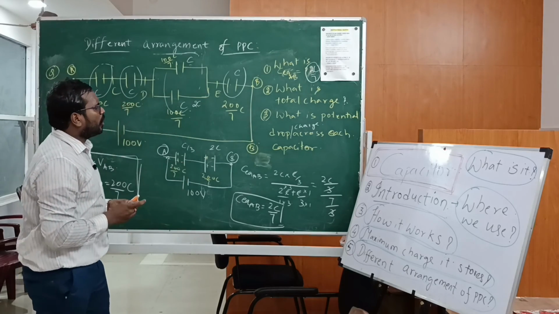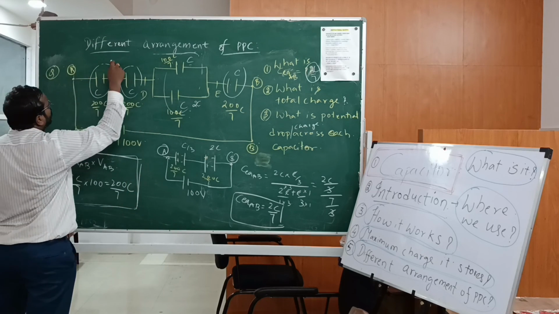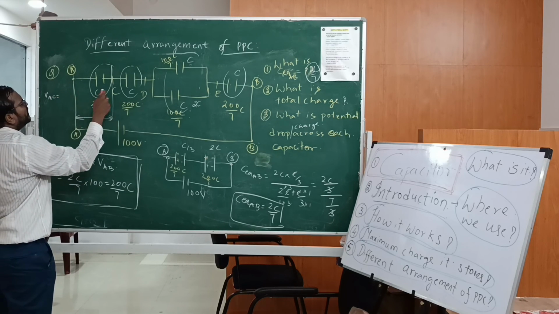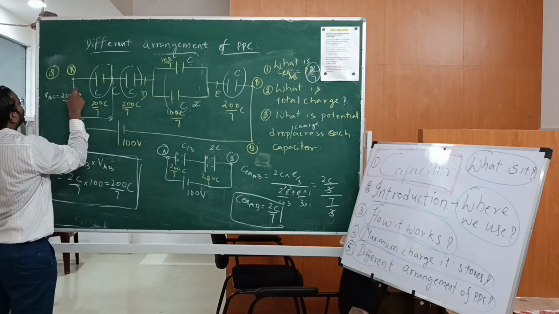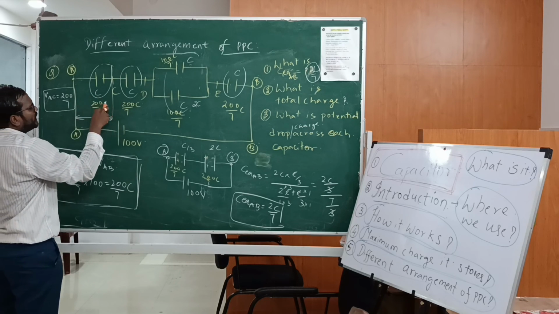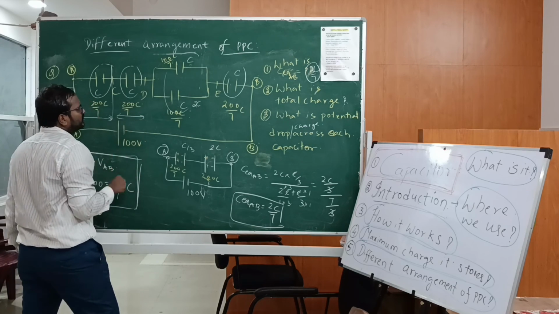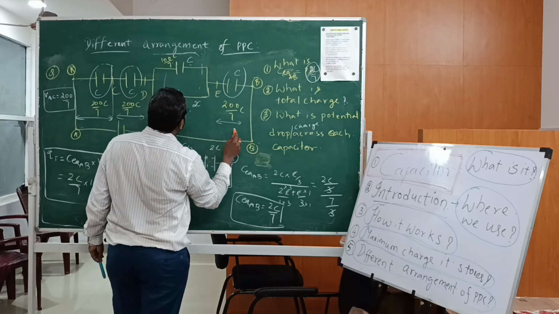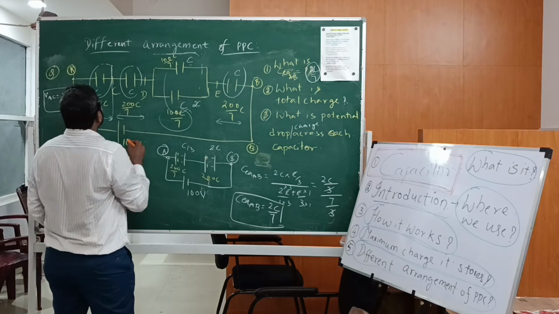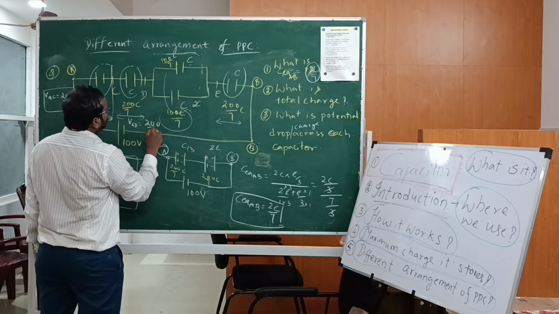Now what is the potential drop across each capacitor? Potential drop across AC, VAC, is Q by C. So 200C by 7 divided by C, that will be 200 by 7 volt. Similarly VCD is also 200 by 7, and similarly here it is going to be 200 by 7, whereas here 100 by 7.